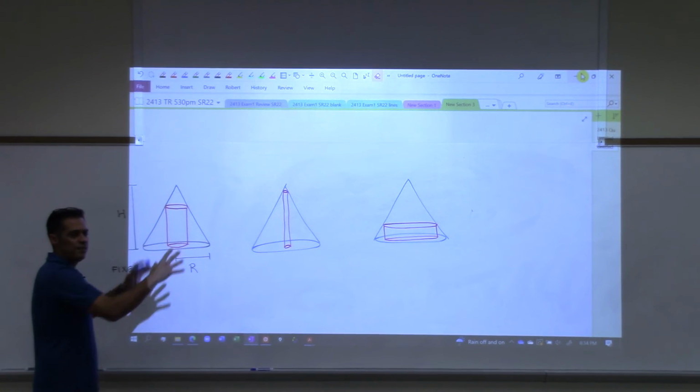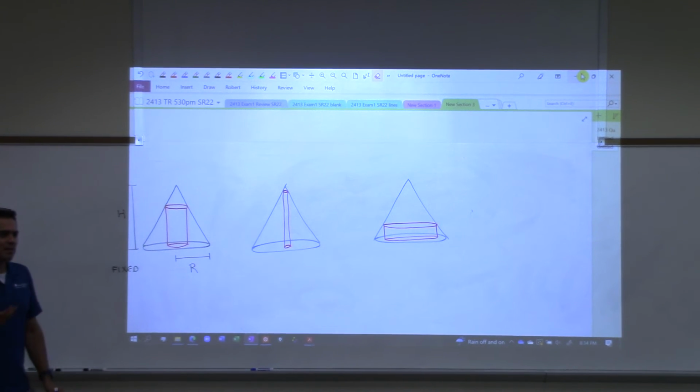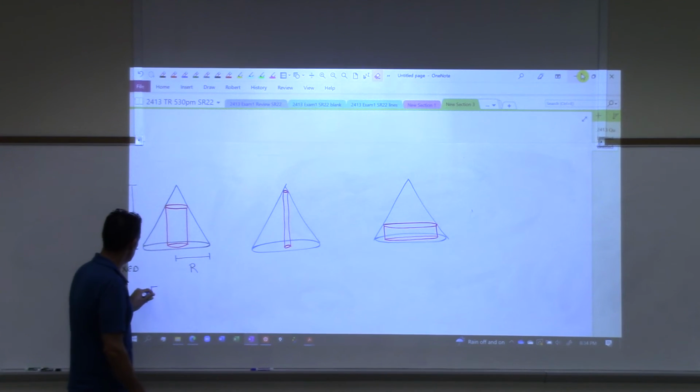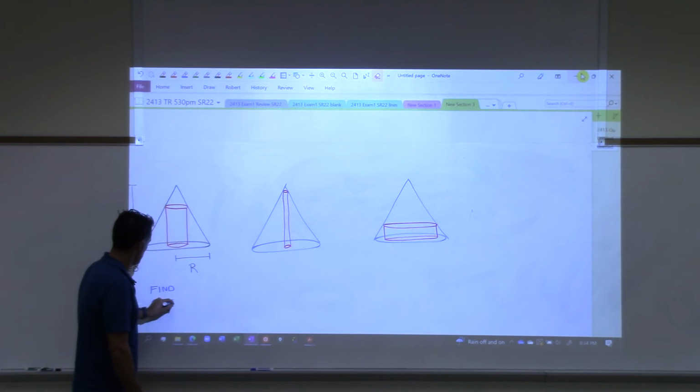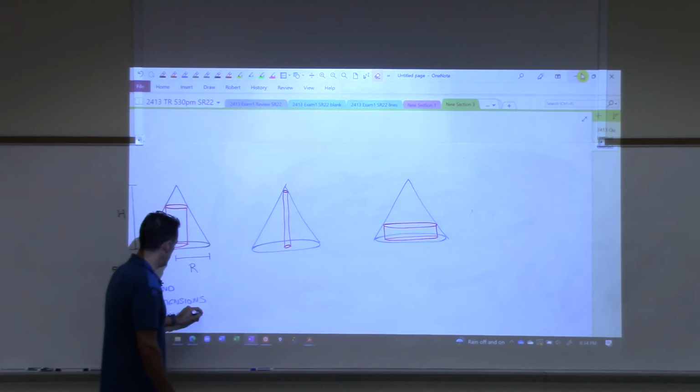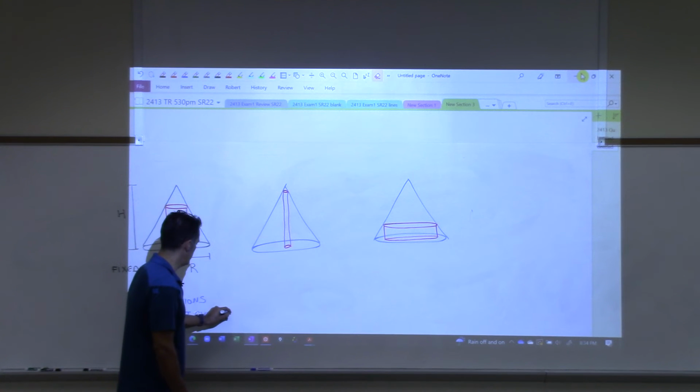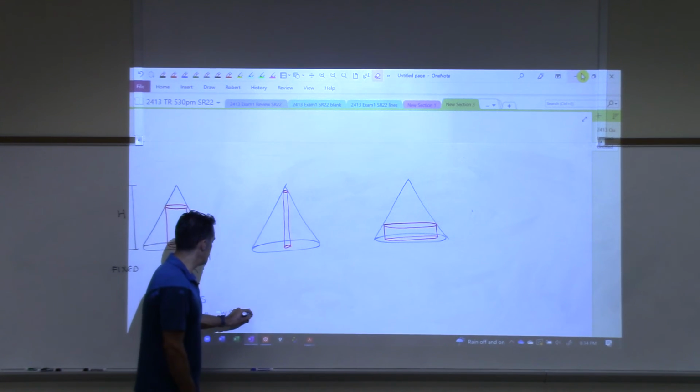If the cone is fixed, I want us to find the dimensions of the right cylinder that has the most volume. So find dimensions of a right cylinder with maximum volume.